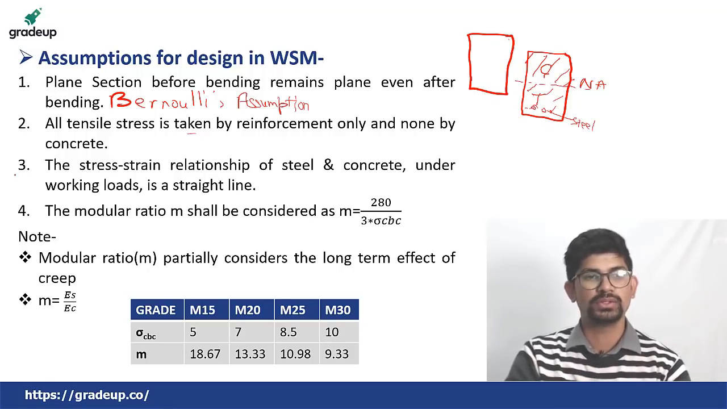Moving to the third assumption here, it states that the stress strain relationship of steel and concrete under working loads is a straight line.